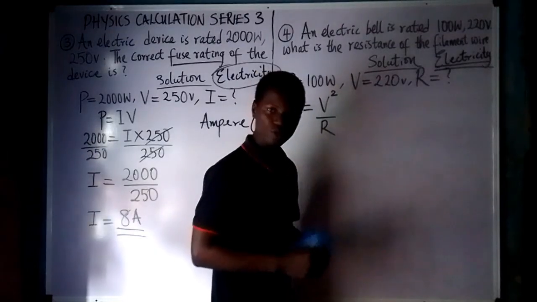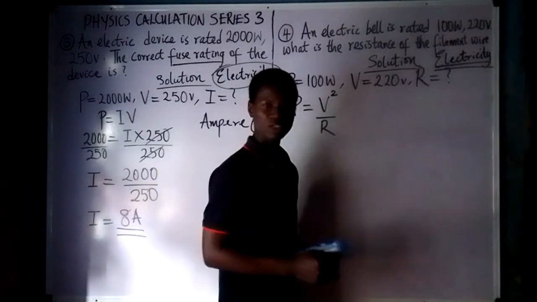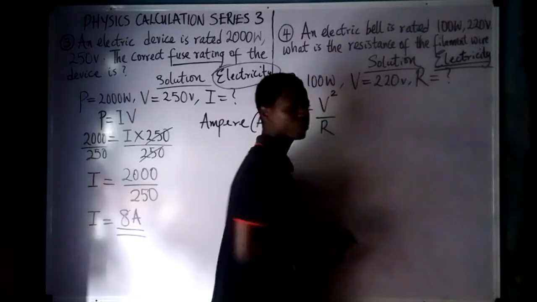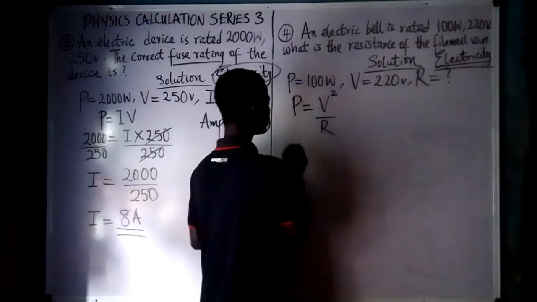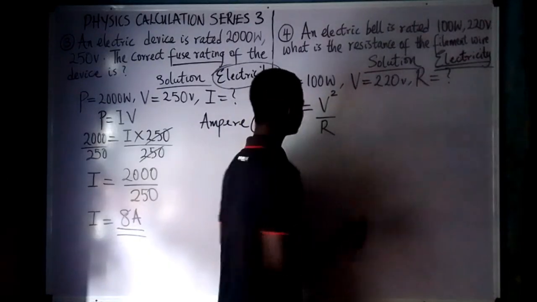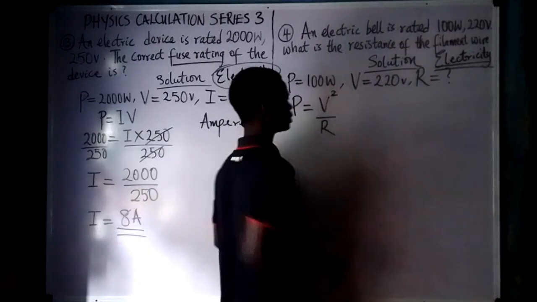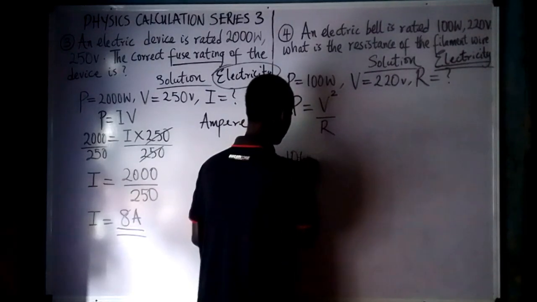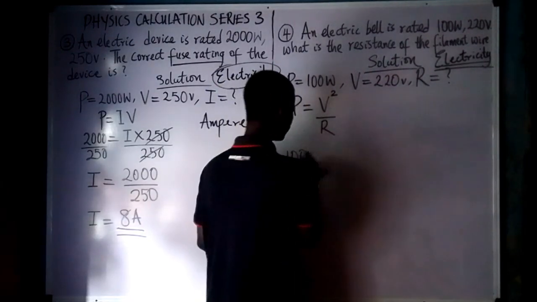So now we know the formula. What next can we actually do? We are going to substitute all of this into this very formula. So we'll come here and say power. Do we have a value for power? Our power is 100 watts. So in place of 100 watts, guys, we'll be writing 100 here. I mean, in place of P, we'll be writing 100.